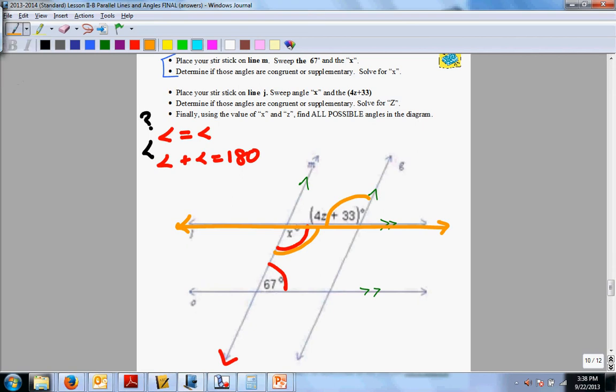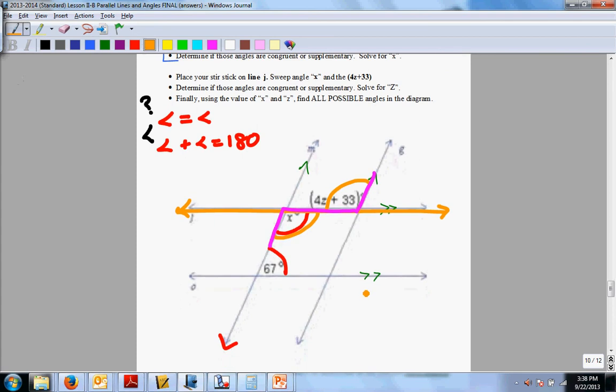Why don't you do this with me? Ready? Trace. I'm going to do this in pink. Trace. So those 2 orange angles are either going to be angle equals angle or angle plus angle equals 180. You must figure out which one you use depending on the kind of angles they are. The fact that I traced the pink helps you.